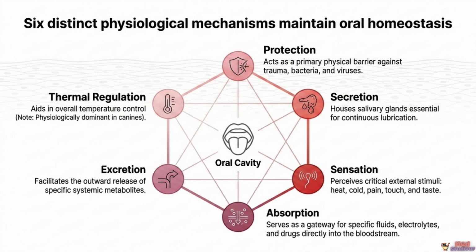Fifth is excretion. The mucosa assists in eliminating certain systemic metabolites outward. Sixth is thermal regulation. Though minor in humans, this function becomes physiologically dominant in canines, who rely heavily on oral panting to dissipate heat. These 6 functions make the oral mucosa one of the most multifunctional tissues in the entire body.